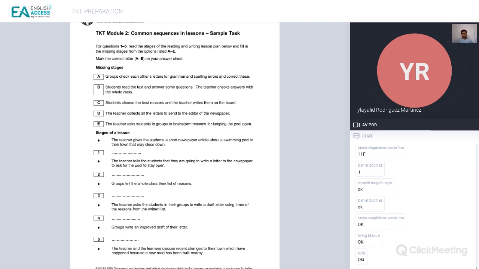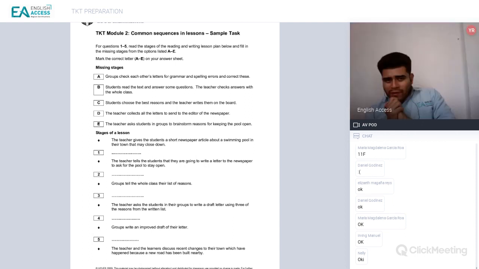Nice. Okay. All right. So I will help you with number one. Eli, can you read the first stage, the teacher? The teacher gives the students a short newspaper article about a swimming pool in their town that may close down.